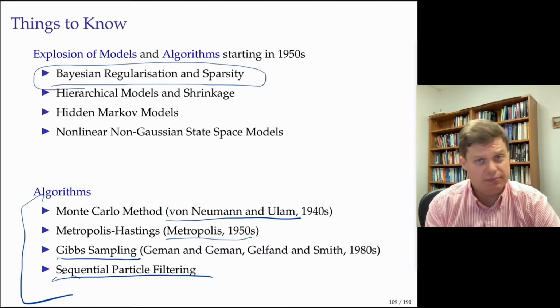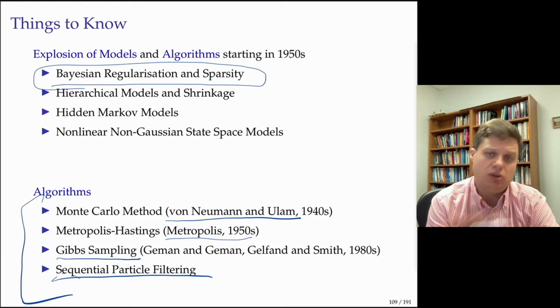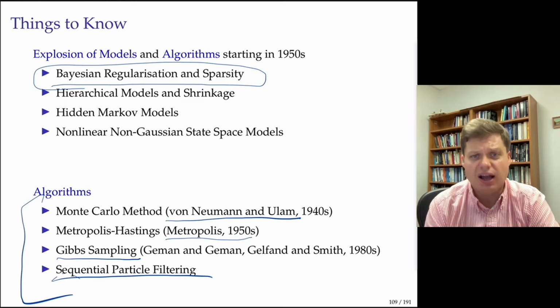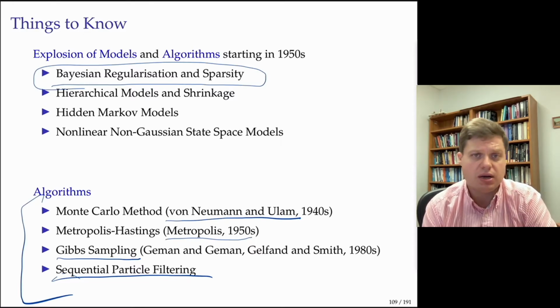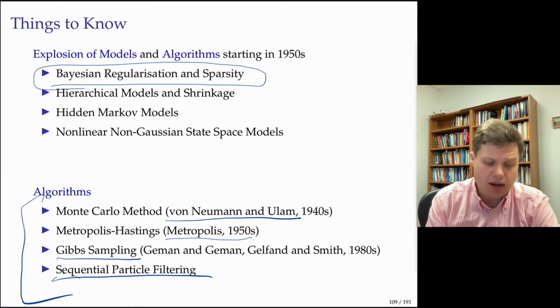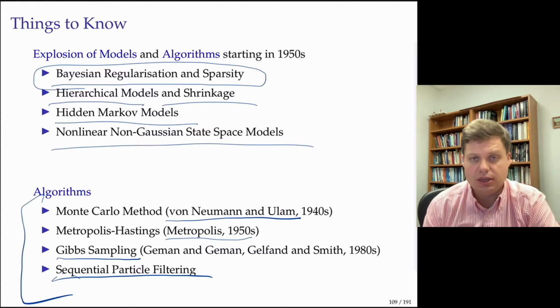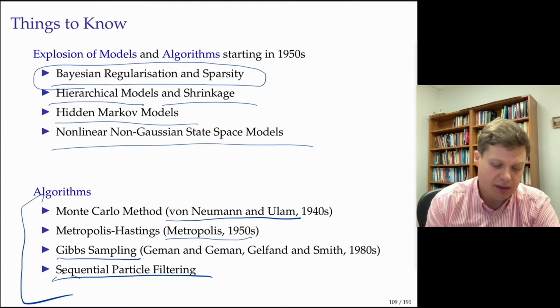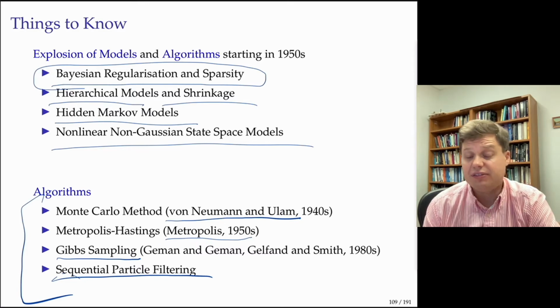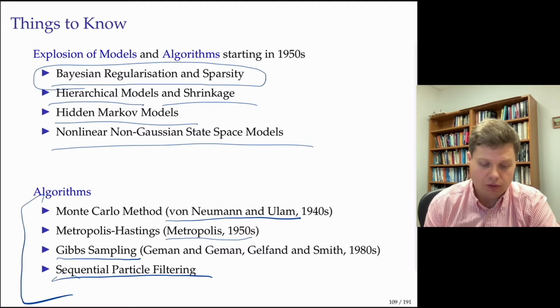All right, and of course, applications are in regularization and sparsity. A lot of people who work on signal processing use Bayesian learning whenever they want to learn some sparse signals. Hierarchical models, which we're going to learn in this class, and shrinkage. Hidden Markov models are quite a popular model, and nonlinear, non-Gaussian state space models. So a lot of different applications, a lot of very flexible statistical models can be done using the Bayesian approach combined with one of those algorithms.